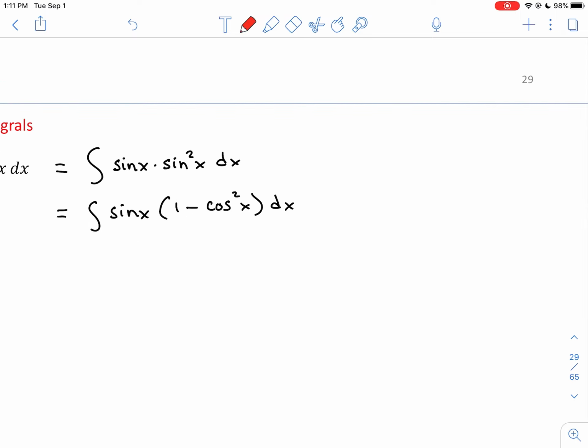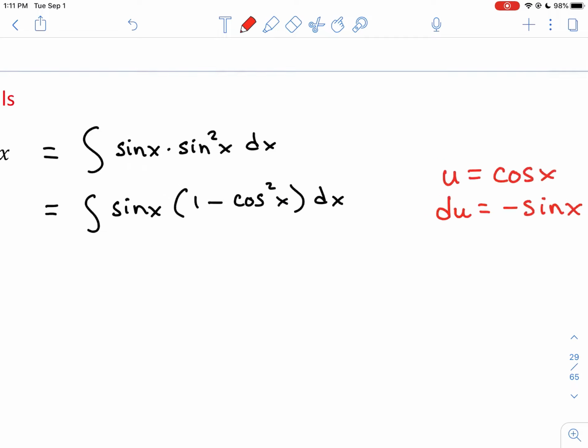The reason I see a substitution being useful here is because the derivative of cosine of x, just that part, not the square, involves sine of x, which is a factor of the integrand. That's a hint that a chain rule has occurred. So I'm going to let u be cosine of x. The derivative of u is negative sine of x, and then the dx.